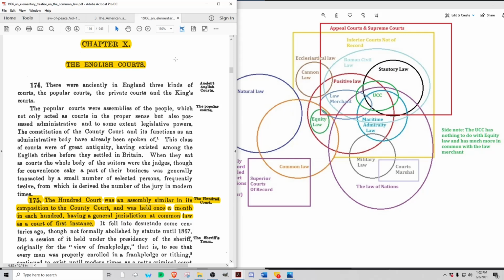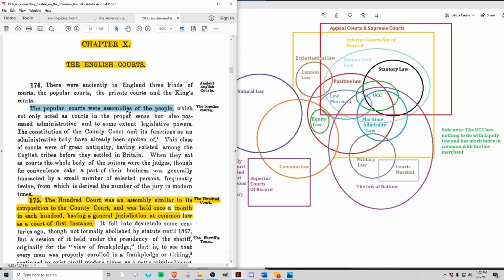there were anciently in England 3 kinds of courts: the popular courts, the private courts, and the king's courts. The popular courts were assemblies of the people. Right? This is where you have an aspect. Now, prior to William the Conqueror coming over and messing everything up in 1066, what you had was called the Court of 100, which I'll get to here.